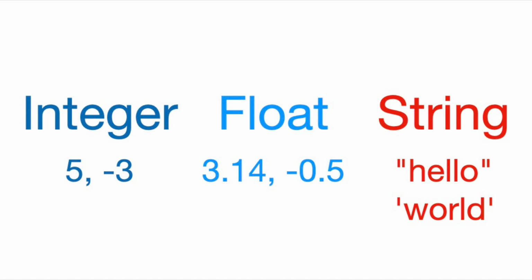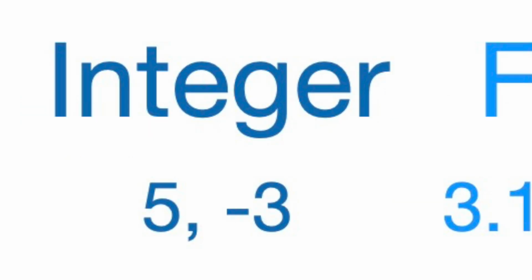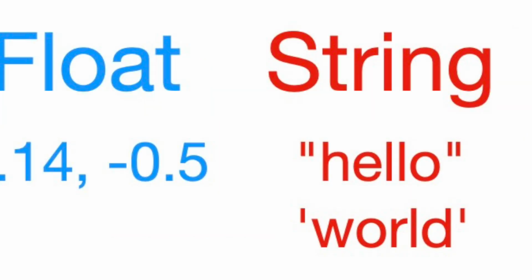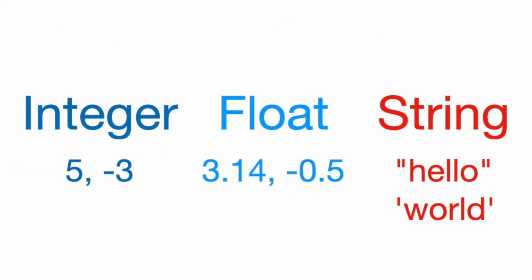Basic data types. There are a few basic types of data you'll use often. Integers are whole numbers like 5 or 3. Floats are decimal numbers like 3.14 or 0.5. Strings are pieces of text like "hello" or "world". Strings are written inside quotes.